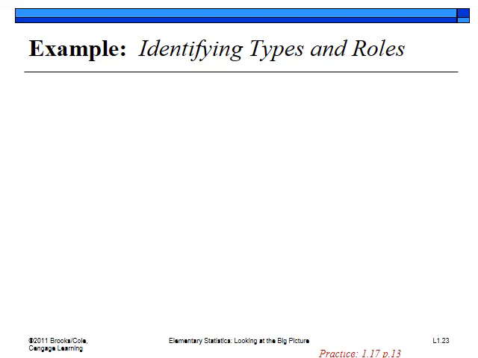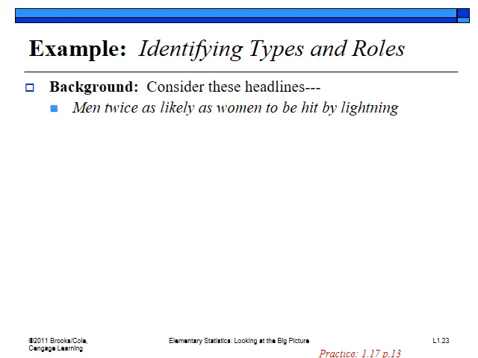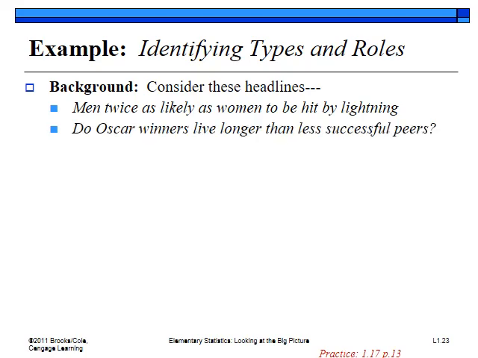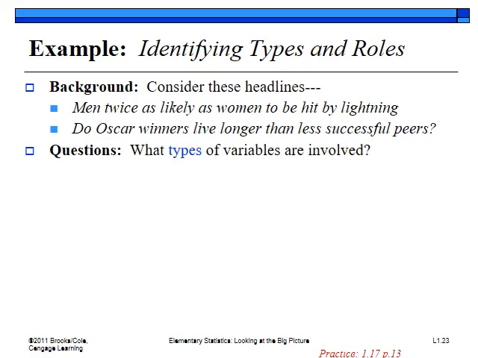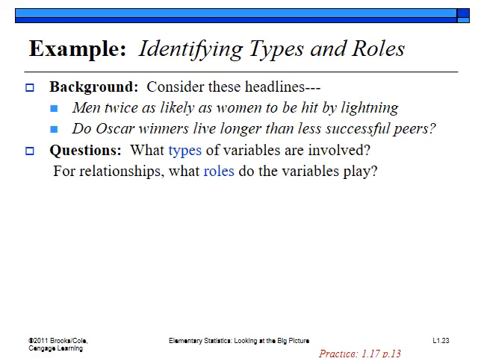Let's look at a couple of examples of relationships between variables. We'll take some time to identify the types of variables involved and the role of each. Let's look at a couple of headlines. Men twice as likely as women to be hit by lightning. Do Oscar winners live longer than less successful peers? What types of variables are we looking at here, and what are the roles that they are playing?